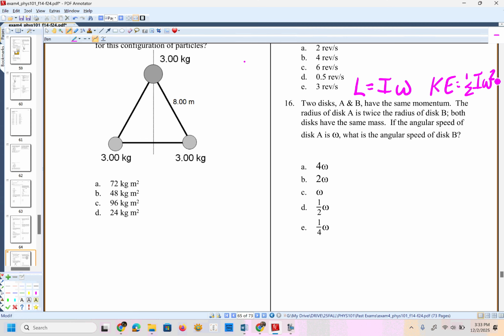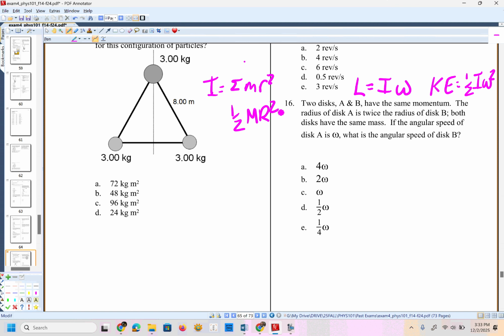So if they have the same momentum, but the radius of disk A is twice the radius of disk B, that means the moment of inertia for disk A is how much bigger than the moment of inertia of disk B? I'll remind you of the equation for the moment of inertia: it's the sum of mr squared, or for a disk, 1/2 mr squared. What I'm really asking, though, is what is the relationship between I and R?